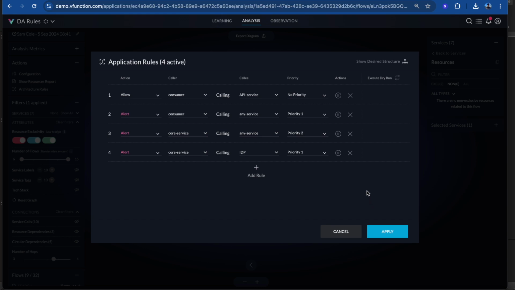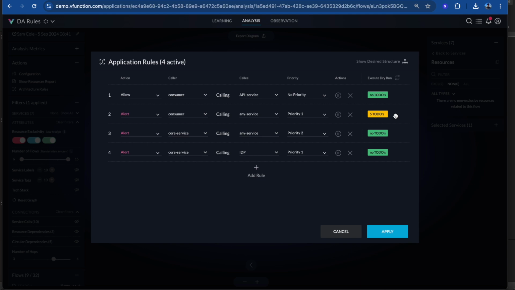I can actually run and execute a dry run where the system validates these rules versus the current architecture to check whether they are indeed valid. And we see that rules number 1, 3, and 4 are indeed green, so there's no violation there, whereas for rule number 2, the consumer calling any service, there are 5 to-dos, meaning the system actually tells me what I need to fix in order to adhere to this rule and not violate it.